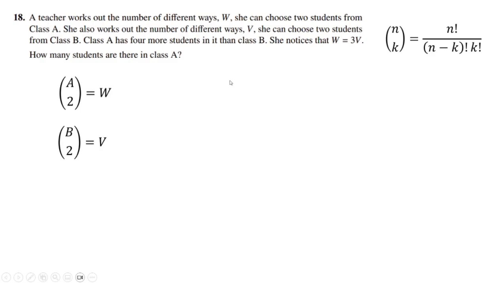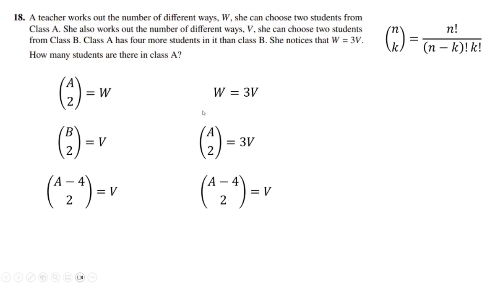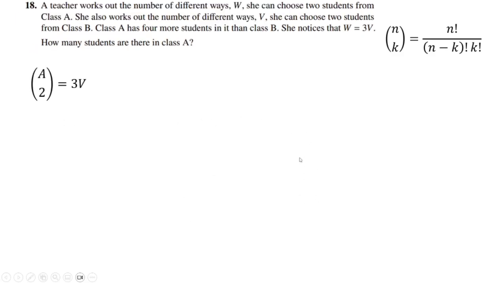So in this case, we have A choose 2 equals W, and B choose 2 equals V. We also know that B equals A minus 4, so we can just sub in A minus 4 for B. We know that W equals 3V, which means A choose 2 equals 3V as well. So now we have these 2 equations that we want to focus on.